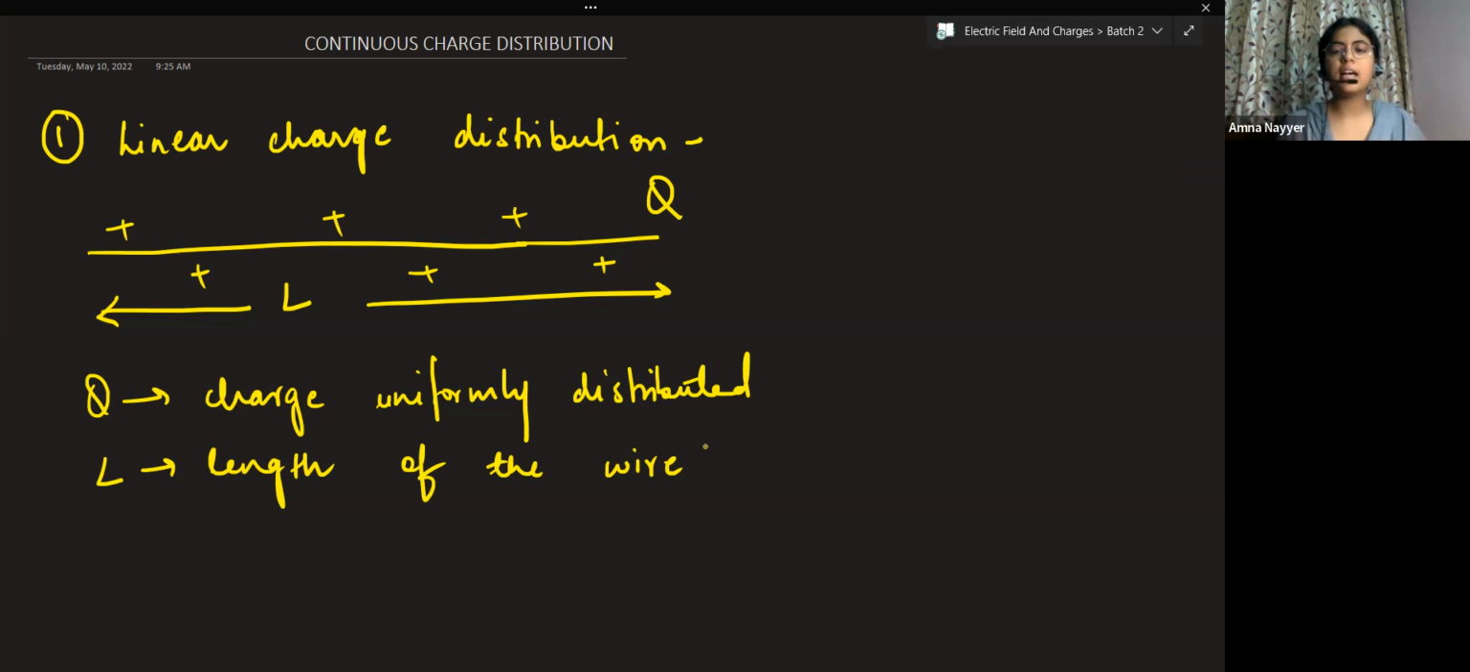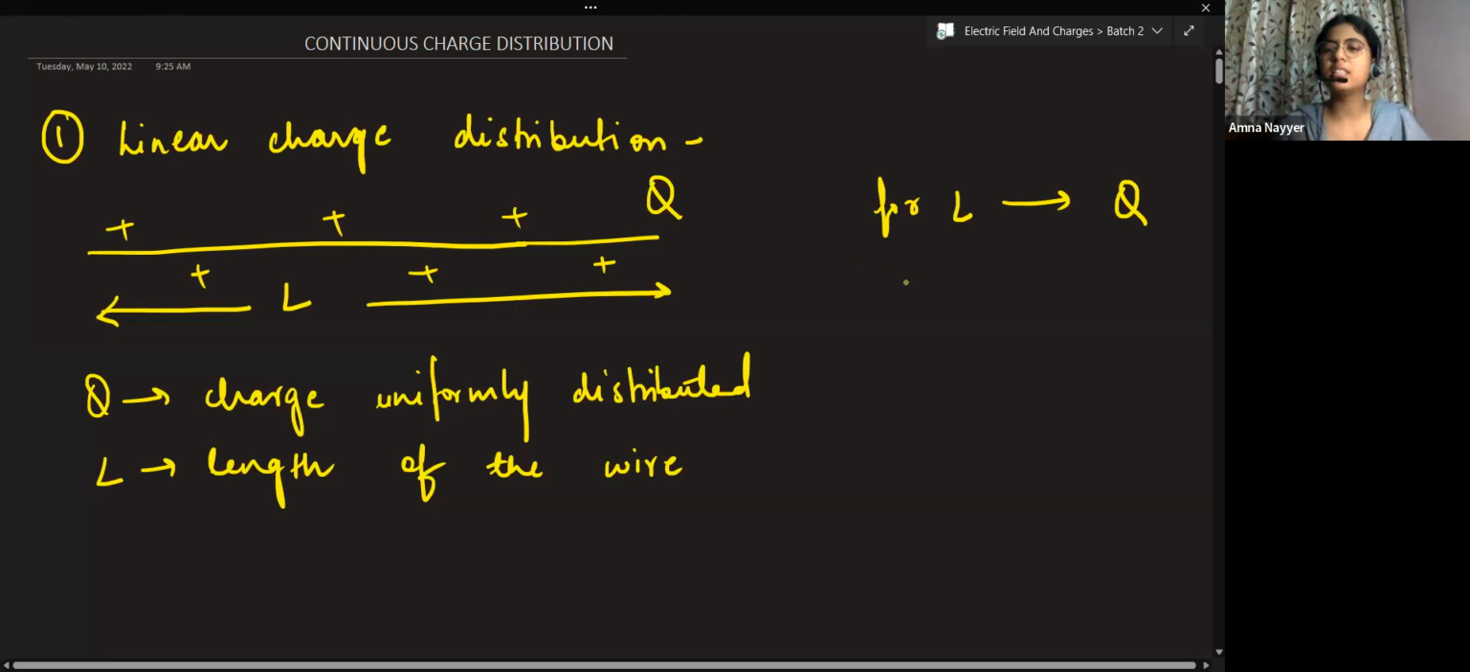For L length, I know that the charge is Q. For L length, the total charge is capital Q. L length is the whole length of the wire. Charge is the total charge on this wire. So if I ask you what is the charge present on a single unit length, how will you calculate?